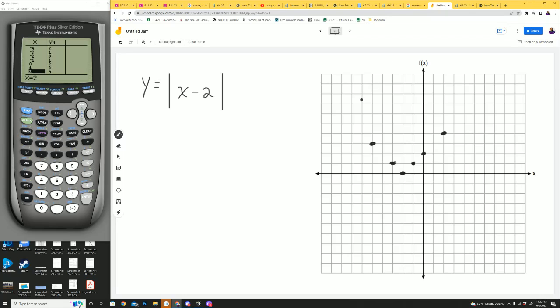Once you have enough points, you can start seeing your line form, or your function form, and there you go.